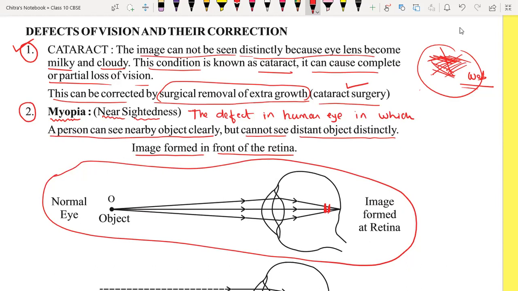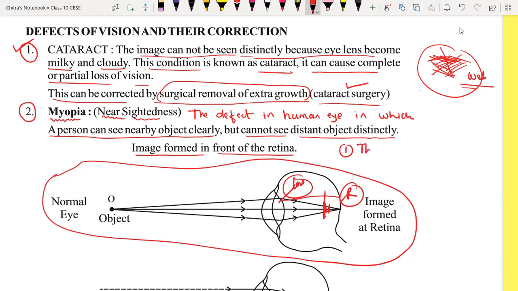What are the reasons by which the image is forming right in front of the retina? There are two possible reasons. I'm just writing the first one here. Probably this is the retina and this is the lens. Probably the distance between the lens and retina has increased. If the distance between retina and lens increases, then the image is going to form in front of the retina.